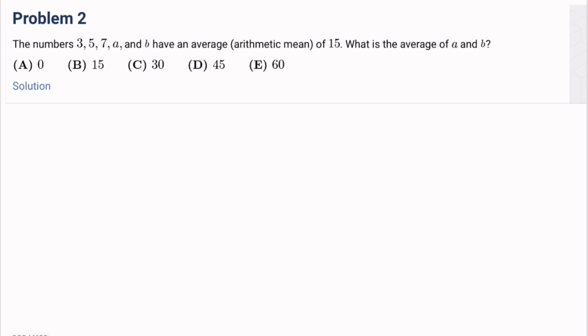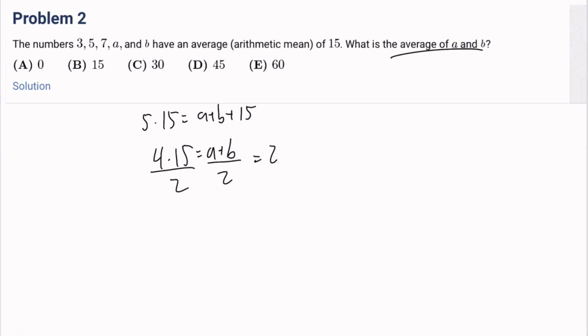Number 2, the numbers 3, 5, 7, A, B have an average of 15. What is the average of A and B? Okay, so since their whole sum is 15, so 5 times 15 equals A plus B plus 3 plus 5 plus 7, which is 15. So 4 times 15 equals A plus B. And then the average of A and B is A plus B divided by 2. So this divided by 2 equals 2 times 15. This equals 30. So the answer is C.